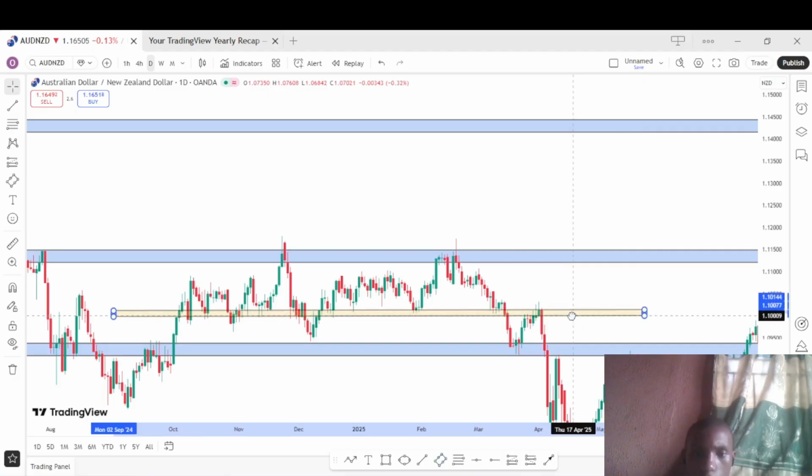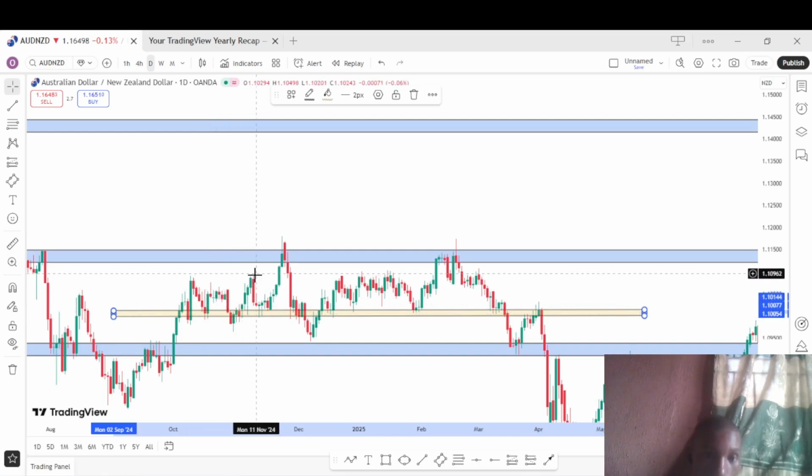If you look at it, the market came here, pulled back, and this level rejected it. It went up, pulled back into the same level, and this level rejected it. It went up, came down here, went up again, came down. This level still rejected it and it pushed up to the upside.